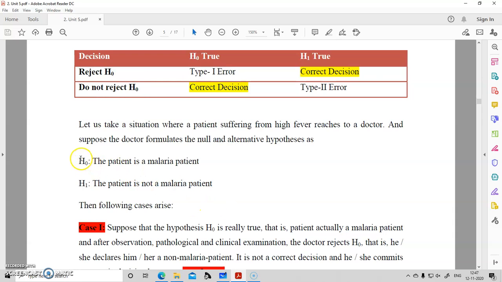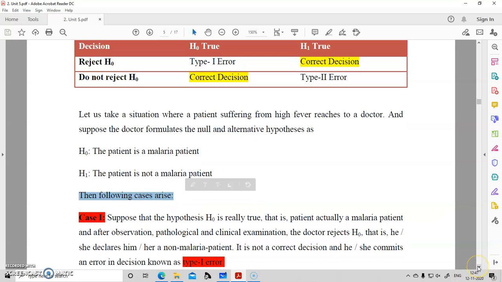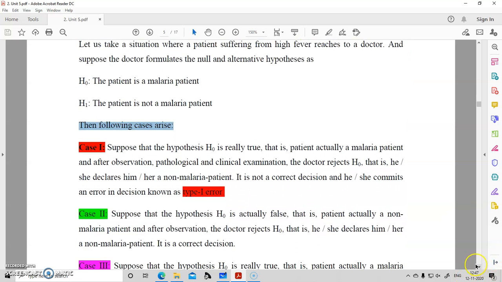So this patient may be suffering from malaria or may not be suffering from malaria. The doctor is doing the initial diagnosis. From the initial diagnosis, he frames the hypothesis that the patient is a malaria patient. When you frame the null hypothesis, you will be framing the alternative also: the patient is not a malaria patient. What are the cases? In this case, what all can happen? The first one is case 1.